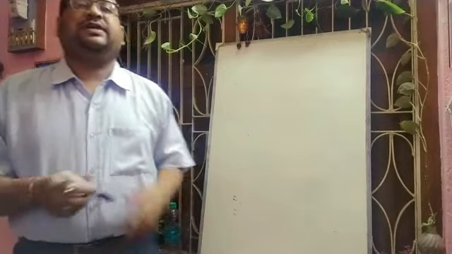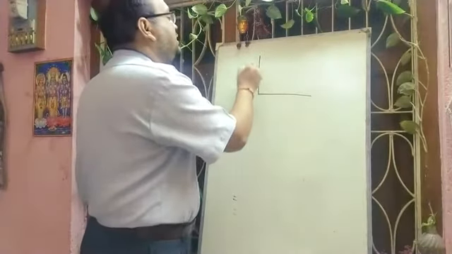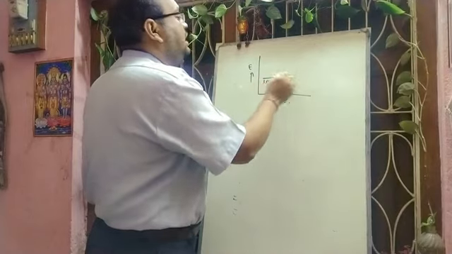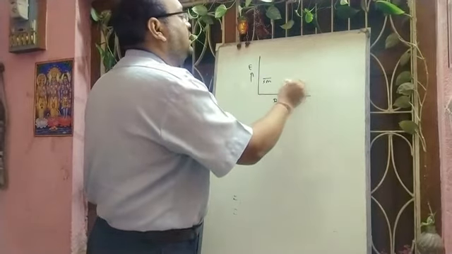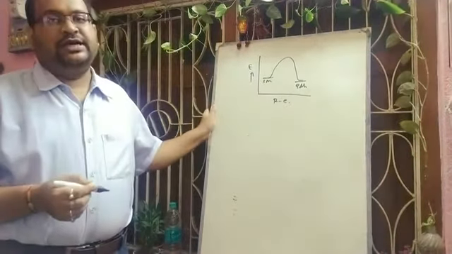is called concerted mechanism. So here if we show you, then you can understand: this is the energy and this is the reaction coordinate. This will be the starting material and this will be the product. So there will be no intermediate. The graph will be like this. So this is for concerted mechanism.